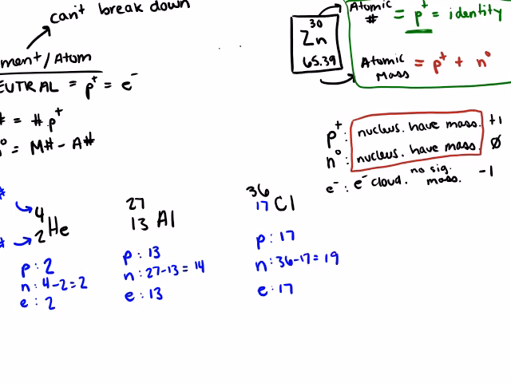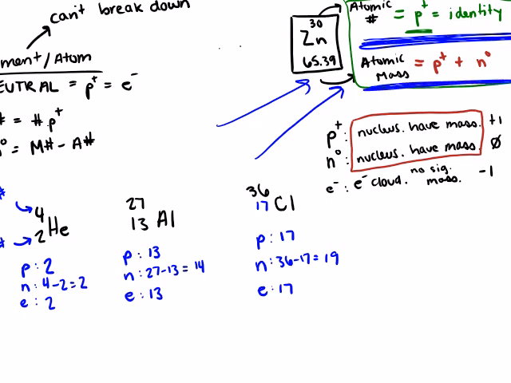Again, hopefully this is 100% a review from biology. And I want to remind you one more time, this is always true. The atomic number will always equal your number of protons, and that always gives you the identity of your atom. The atomic mass will always equal the number of protons plus the number of neutrons.